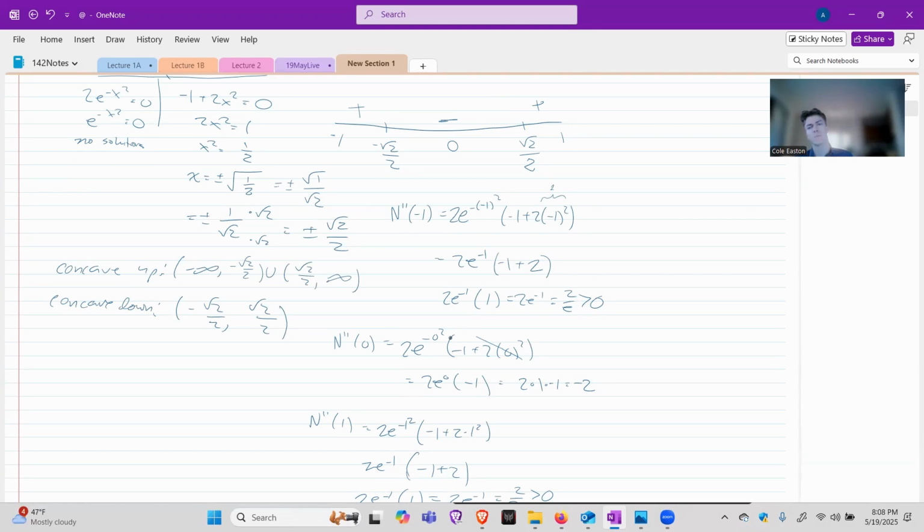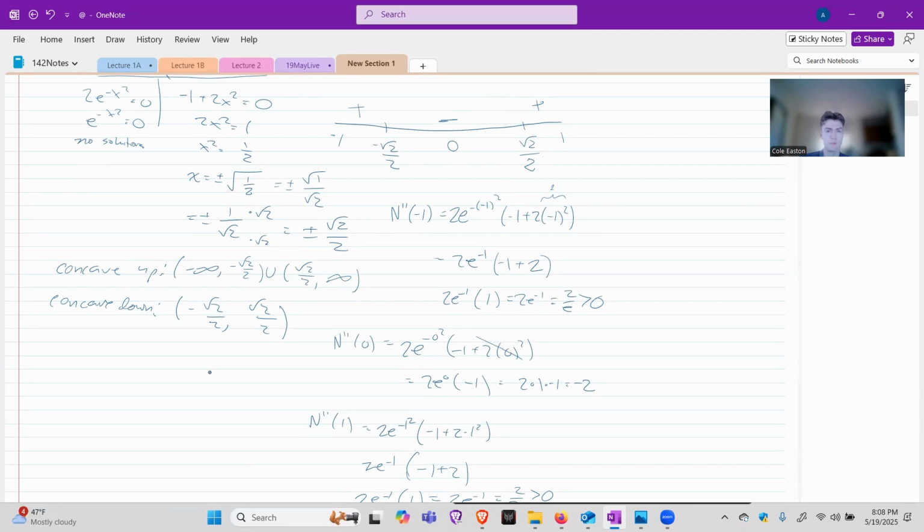And now I'm not sure how much interval notation you guys have used. I know they do cover it in pre-calc, but in case you guys forgot, this little U looking thing I wrote in the middle, not actually a U, it's called a union symbol. And it basically just connects two sets together. So that's just saying that it's concave up on these two different intervals.